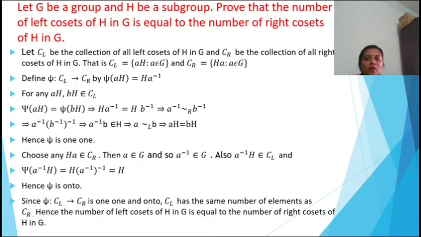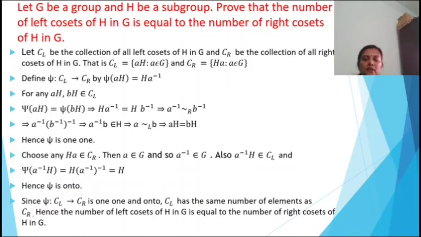Now the sixth problem. Let G be a group and H be a subgroup. Prove that the number of left cosets of H in G is equal to the number of right cosets of H in G. So what we will do here is take the collection of all left cosets and right cosets, define a function, and show that the function is one-one and onto.